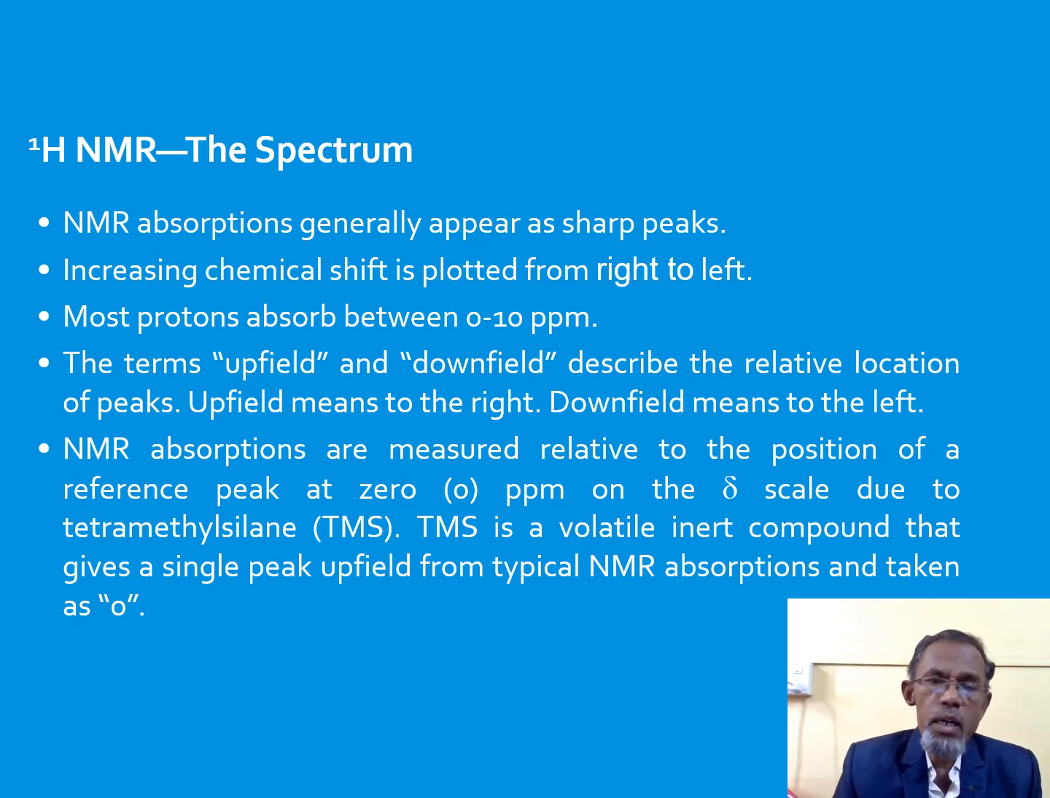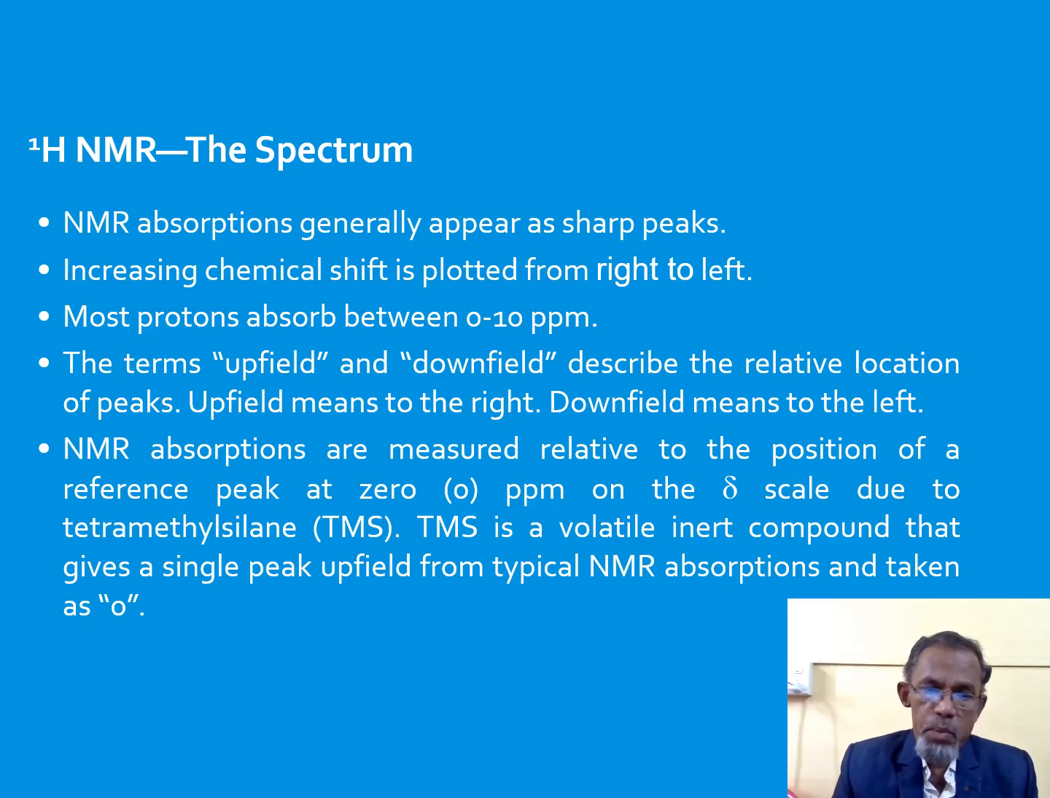In the NMR spectrum, as I have mentioned, there are two things, upfield and downfield. The terms upfield and downfield describe the relative location of the peaks. Hope you are getting this point. Upfield means it represents the right. Downfield means it represents the left.